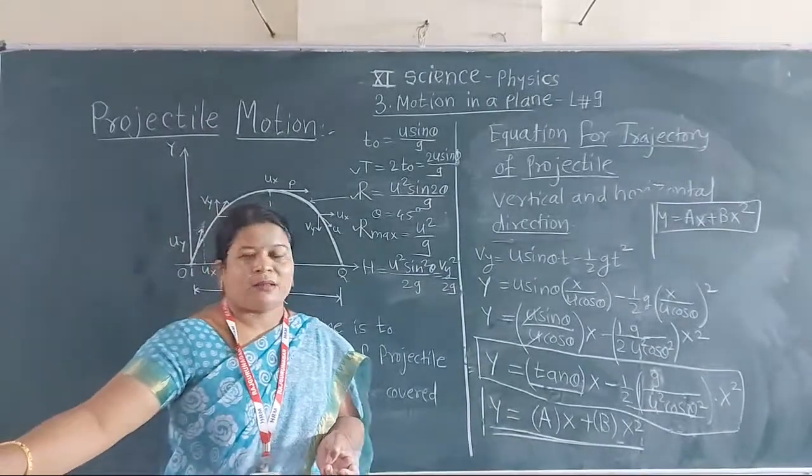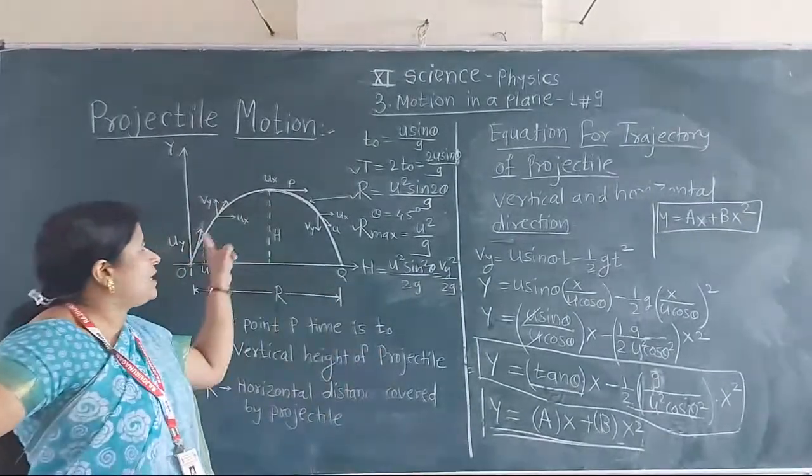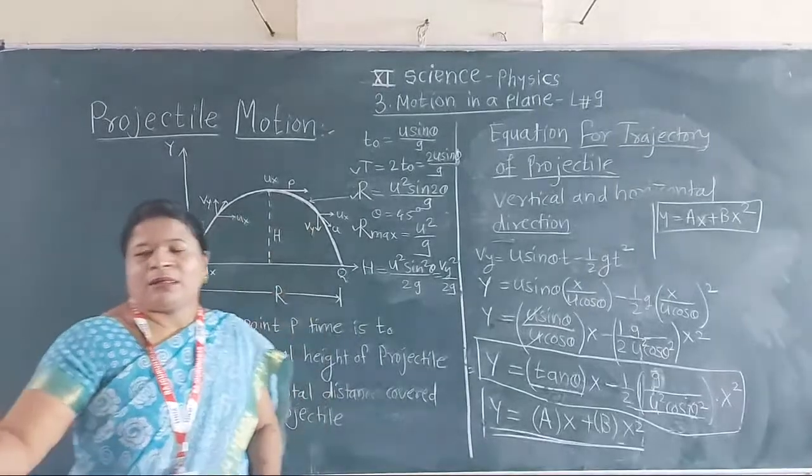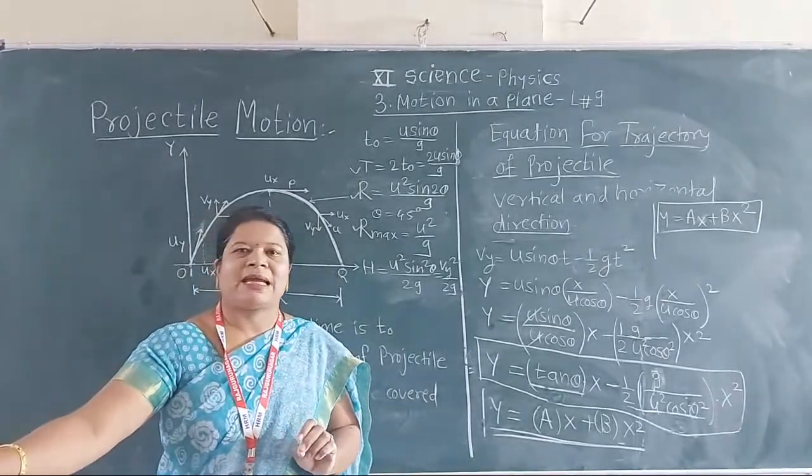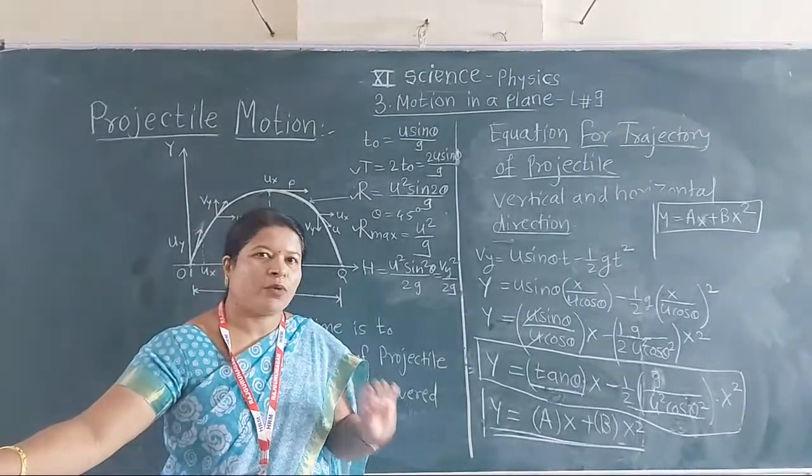Thus the total path, that is the trajectory of a projectile, is a parabola.